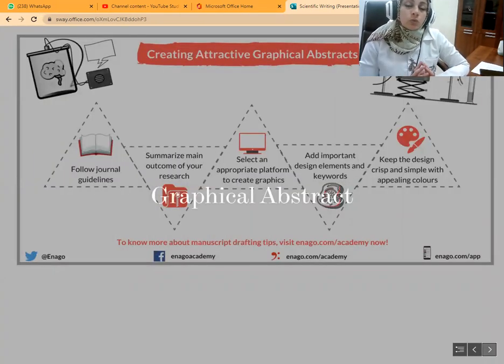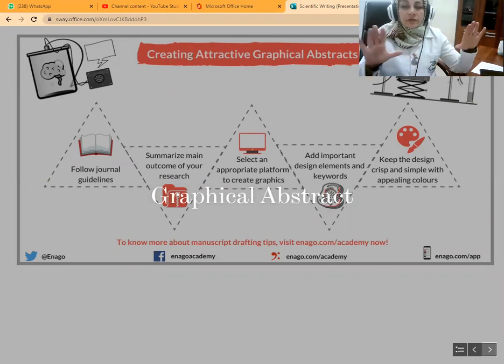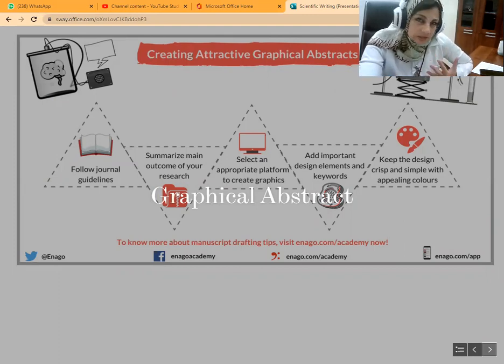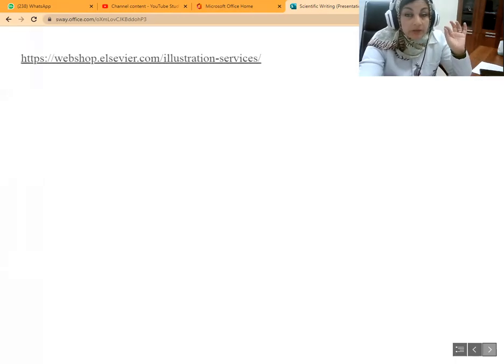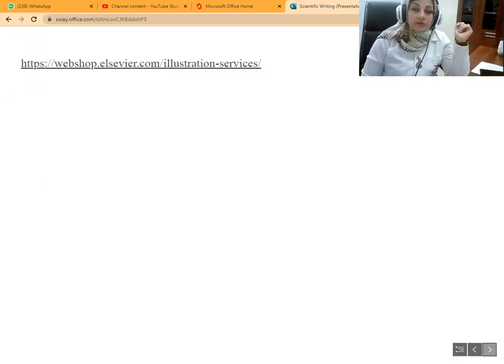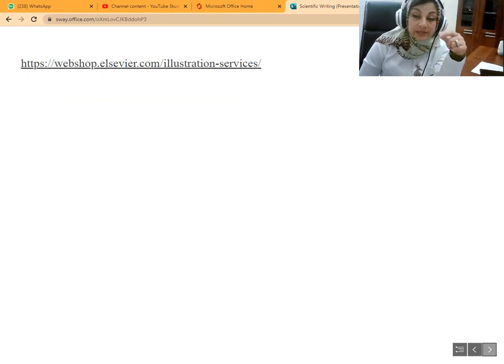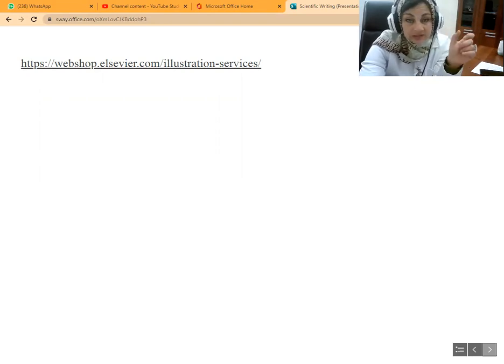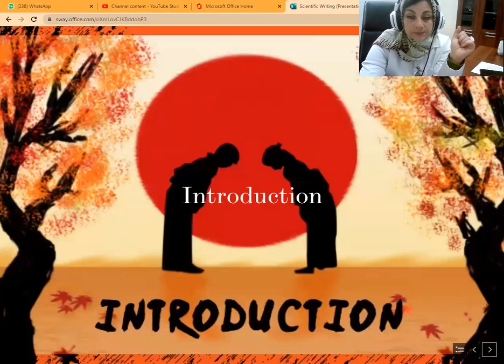Sometimes we are asked to do what we call a graphical abstract, and the graphical abstract is like a summary, a visual summary of your work. It's a good thinking process. You can think of that and you can create it, but there are tools, and this is one of them that is on Elsevier, that helps you generate illustrations for your illustrated summaries for your work. Please take this link, take a look at it, and it's always useful to utilize it.